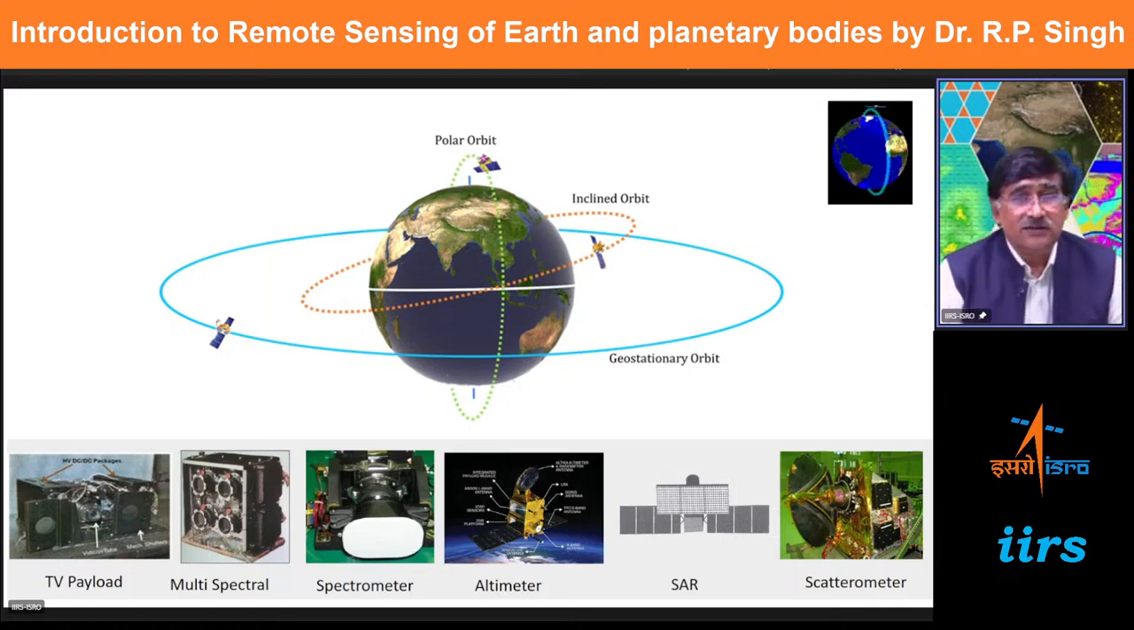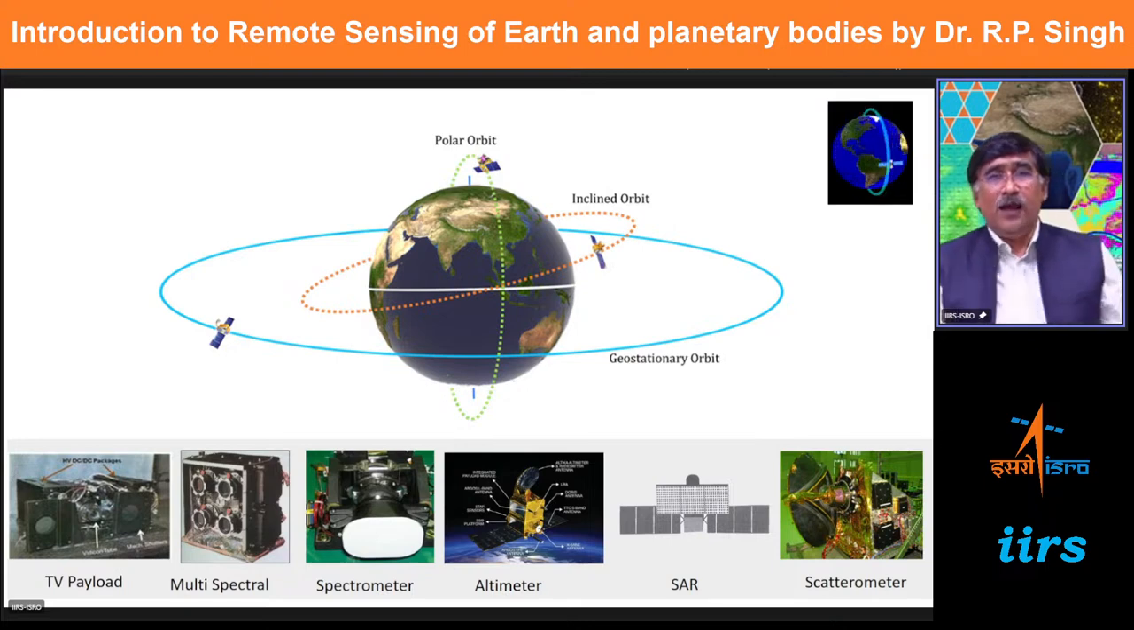But for many applications, we use some inclined orbit, which is not totally polar or equatorial. They are inclined at a certain angle because it has the advantage of having more revisits in a particular region when we want. And there are also low altitude satellites in a range of less than 1,000 kilometers. So depending on the application, we use polar orbit, inclined orbit, and geostationary orbit.